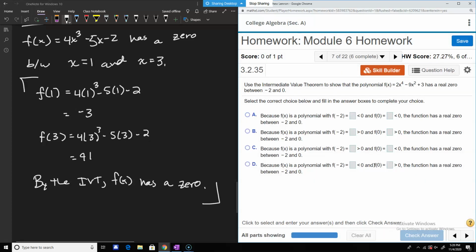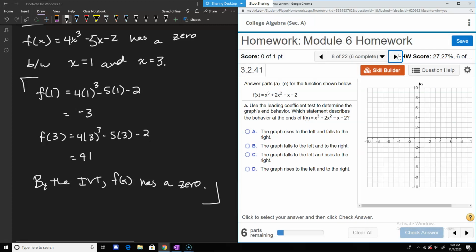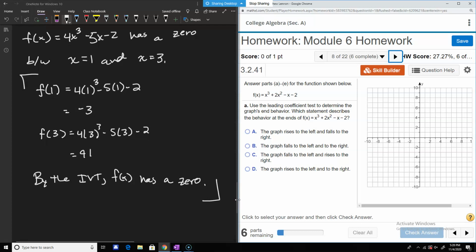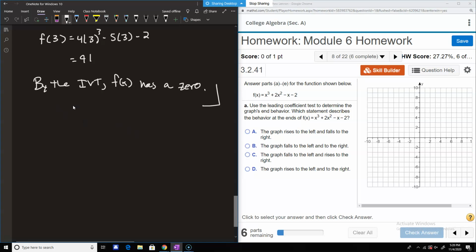Okay, this one is the same. Okay, so it looks like for this one we're using kind of all the parts that we've learned so far. So let's go ahead and do this. We're going to find the end behavior and the intermediate behavior. So example. So basically sketch f of x equals x to the third plus 2x squared minus x minus 2.